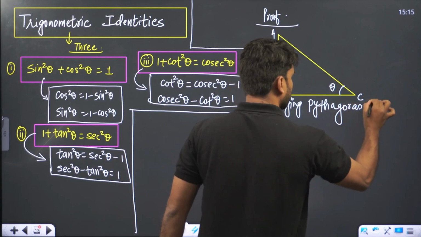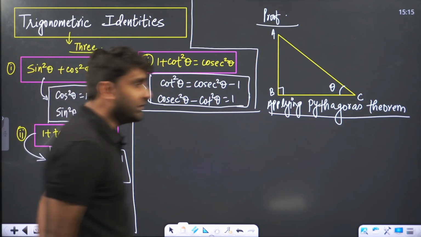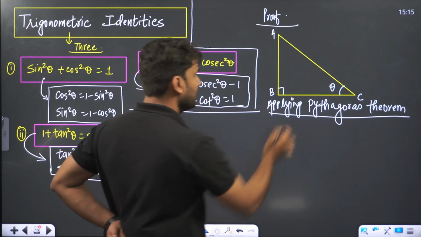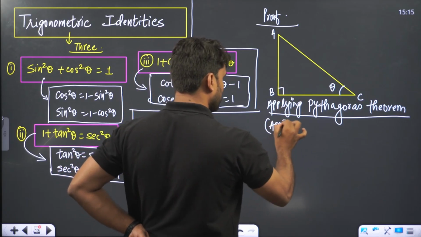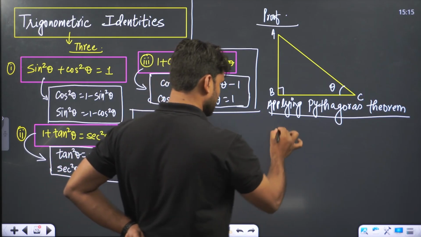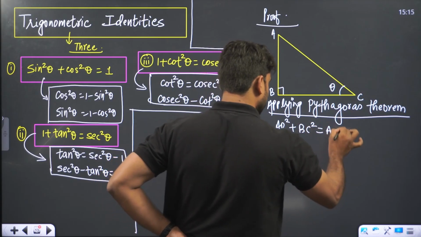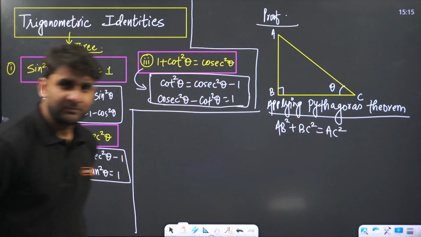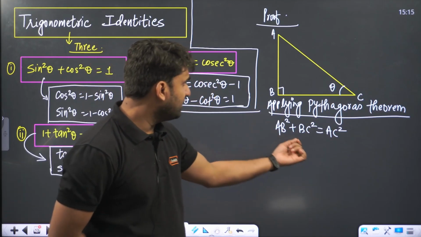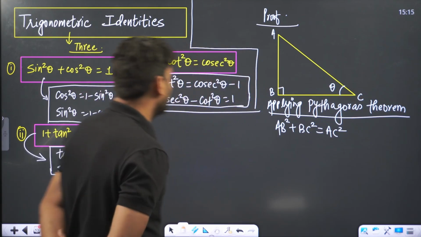Applying the Pythagoras theorem, the hypotenuse square is equal to perpendicular square plus base square. Clear, everyone? So AB square plus BC square will be equal to AC square. This is the Pythagorean theorem, we all know. AB square, perpendicular square, plus base square is equal to hypotenuse square. Clear, everyone?